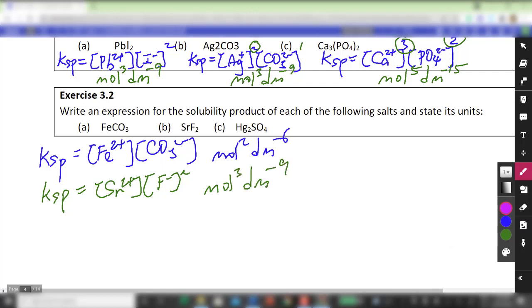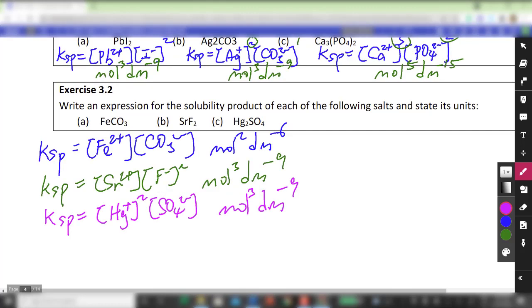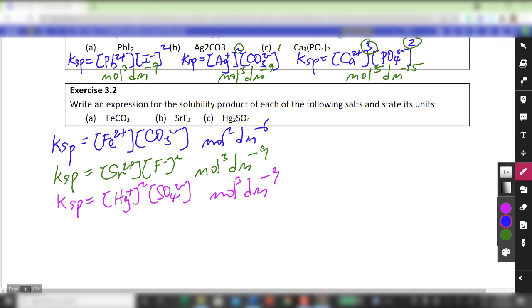Okay, and then for mercury sulfate, the Ksp will be equal to, in this case for mercury, [Hg2 2+] squared, and then for sulfate, [SO4 2-] raised to the power 1. Units are the same thing, moles per dm cube raised to the power of 3, so mol^3 dm^-9. Okay, so that's it for exercise 3.2.